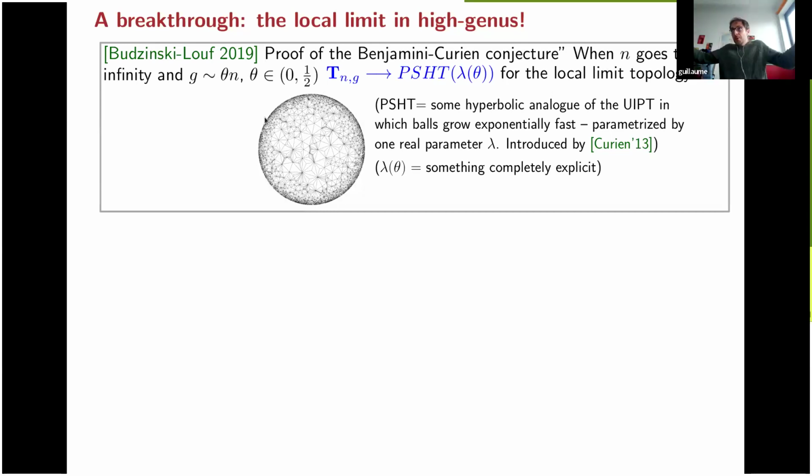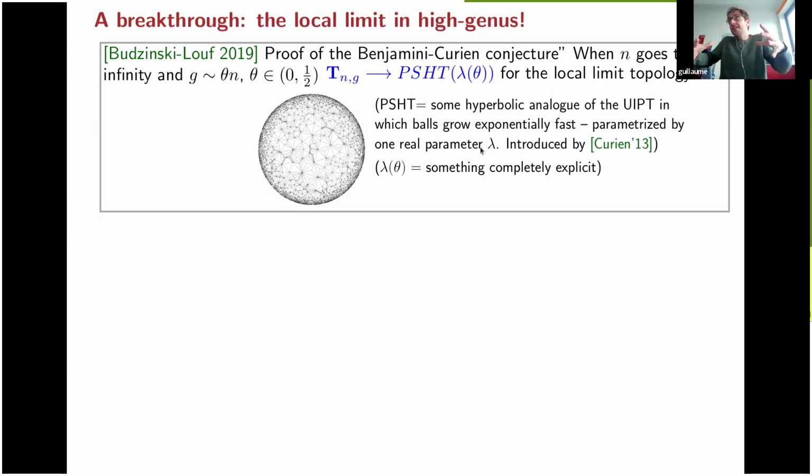So it is for the same topology as before. You look at observables which are neighborhoods of balls, and the probability to see a given neighborhood of the root. And so you have this convergence. So what is this limit? It is some hyperbolic analog of the UIPT in which balls grow exponentially fast and which is parameterized by an extra real parameter lambda. This was something introduced by Curien.